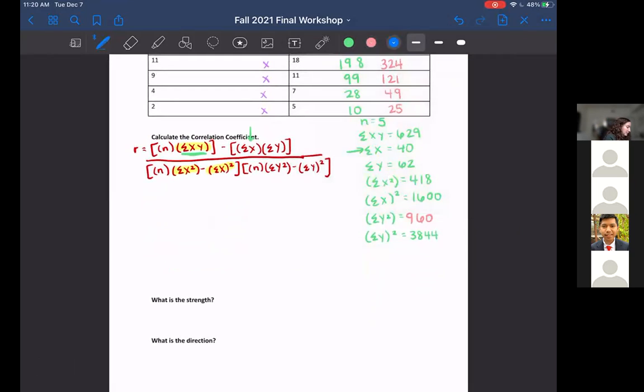So let's do that. What did we say our n was? 5. 5. Good. And the sum of x times y? 629. Good. 629. Okay, and what was the sum of x? 40. 40. Good. And the sum of y? 62. 62. Perfect. Okay. And then divided by, so we said our n was 5 already. What was the sum of x squared in parentheses? 418. Good. And then the sum of x in parentheses squared?